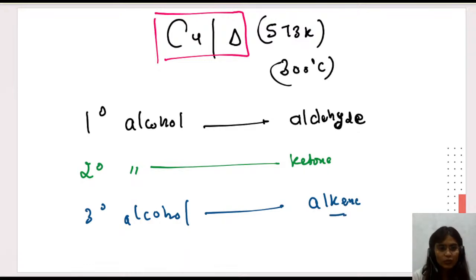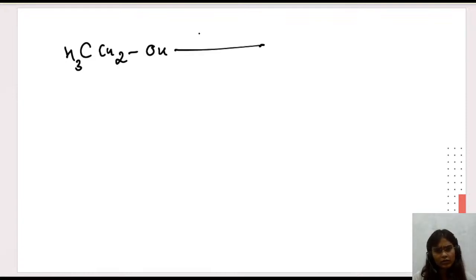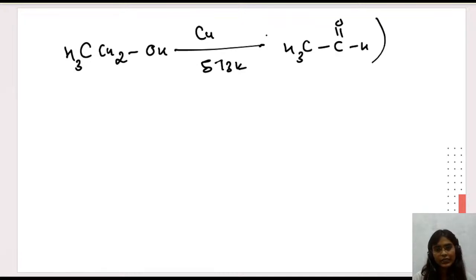Let's try to understand how to go with this. Let's first talk about the first one, the aldehyde. Suppose that is a CH3, CH2, OH. We are using copper with heat. Let me just write the temperature. I'm not using the heat again. So the temperature is 573 Kelvin. CH3, CH2, oh sorry, aldehyde we're getting, right? Like this. Simple. It's a primary.